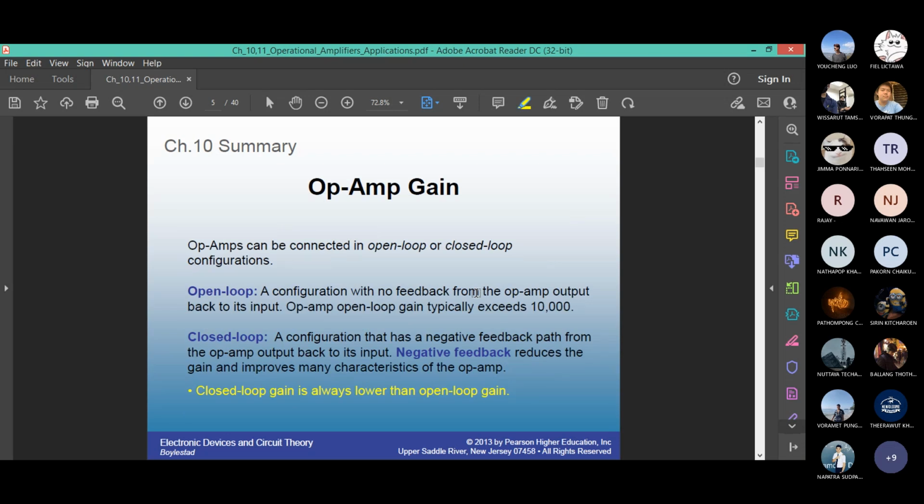We talked about the gain, open loop versus closed loop. Open loop gain is usually 5 digits. Closed loop gain is a few units, and closed loop gain will always be lower than the open loop gain. So the feedback we provide from the output side back to the input side is a negative feedback, especially when you're inputting using the inverting pin. It will reduce your gain, but many characteristics of the op amp will be improved. One of those is frequency response, linearity, and stability.